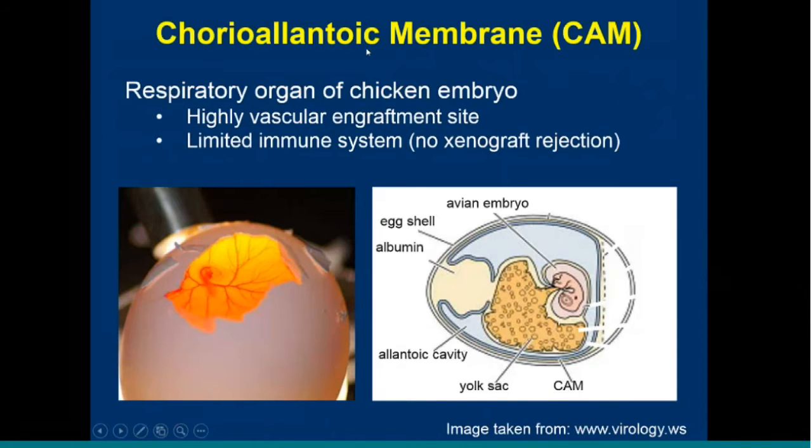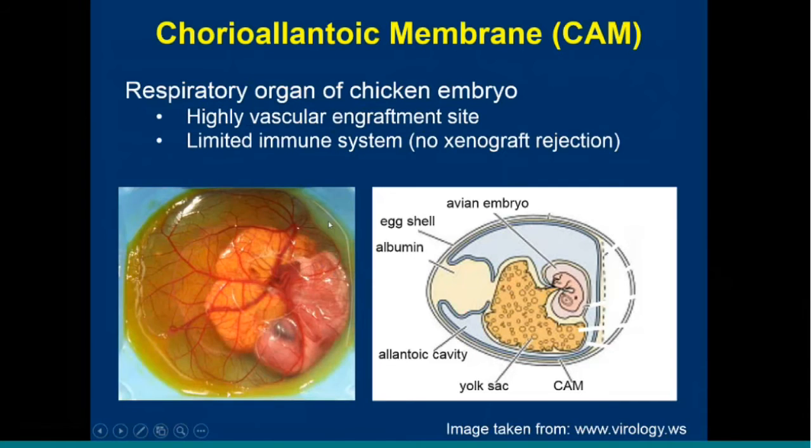So what is the chorioallantoic membrane, or the CAM for short? It's the respiratory organ of the chicken embryo. It's this densely vascularized membrane that's visible just below the shell surface, and this engages in gas exchange. We use an ex-ovo, or out-of-the-shell model, for our xenografts, and so the embryo is visible here. This is the yolk, and floating above the albumin is this planar vascular network, and that is the CAM. This provides a highly vascular engraftment site for our xenografts, and the limited immune system of the embryo means that there's very little risk of xenograft rejection.